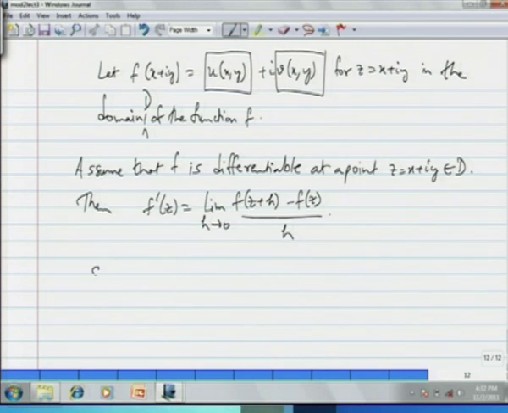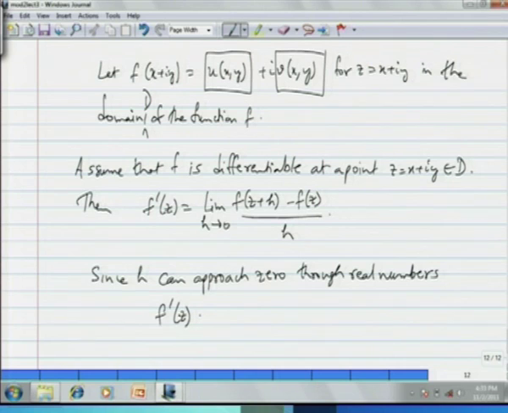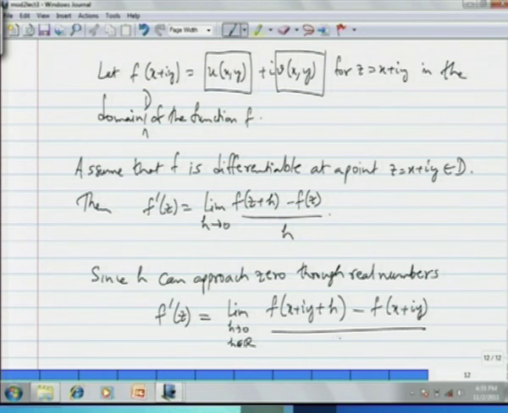Then, since h can approach 0 through real numbers, f prime of z is equal to, of course, now we are assuming that this limit exists, so the value of this limit is also equal to the limit as h goes to 0 through real numbers. Here I am writing h belongs to R. What that means is h is a real number and h approaches 0, of f(x + iy + h), allow me to write z as x + iy by our assumption. Here h has no imaginary part, so it is simply h as a real number, minus f(x + iy), divided by h.